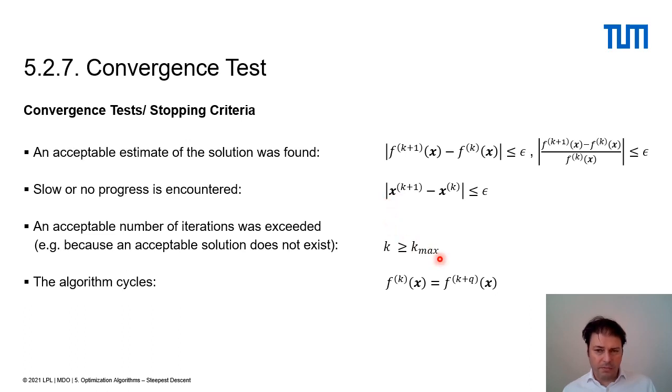Another criterion may be that you don't want to exceed a maximum number of iterations. And then finally, although I never encountered this case, there is a stopping criterion that is based on the detection of cycles, so that the function value that you got for one design you encounter again upon modifying your design, and then essentially you run in a loop.